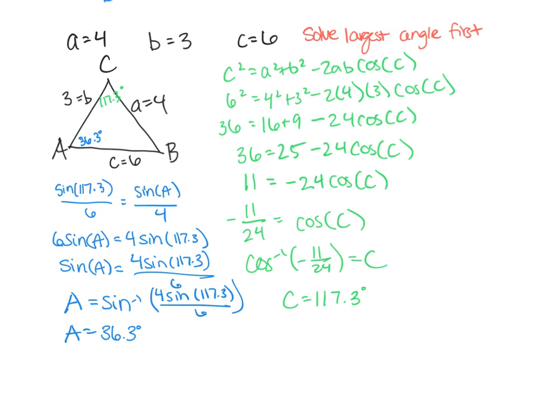And then lastly, we're going to use our triangle sum theorem and say for angle B, that's going to be 180 minus 117.3 minus 36.3, all the angles that we know. And we'll end up with 26.4 degrees. 26.4 degrees, there we are. So that's what a side, side, side problem looks like for law of cosines.